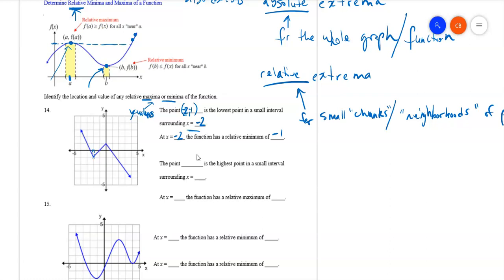And then what about this one talking about the highest points? You notice there is a highest point, a kind of a hilltop there. At this point that goes like 0, 1. If you zoom in very close to this one, you're seeing that 0, 1 is the highest point, the top of a hill there. No matter how much you zoom in, you will not find another point around it that's higher. And so in a small interval surrounding 0, it is the highest point of all. And so we would say at x equals 0, the function has a relative maximum of 1.